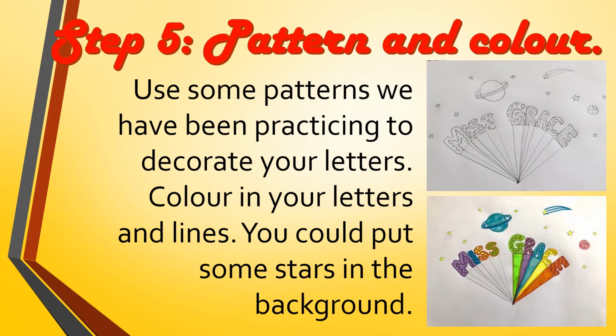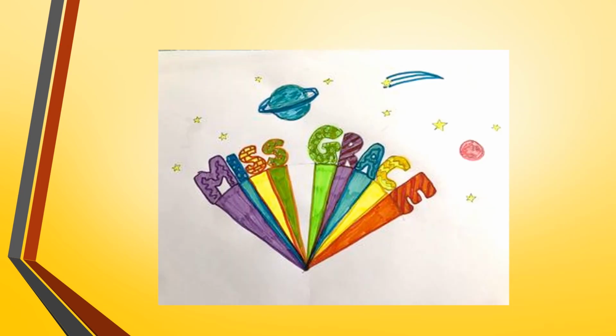Step number 5 is to add pattern and colour. So think about those patterns that we have been practicing and use those to decorate your letters. How can we make our letters look really wow, really interesting? Colour in your letters and lines, filling in the gaps, filling in all the spaces using lots and lots of different colours. You could put some stars in the background as well. You can see I've drawn a shooting star and a planet, and I've put some stars to make it look like it's in outer space. And then you should be left with your name zooming out into space.